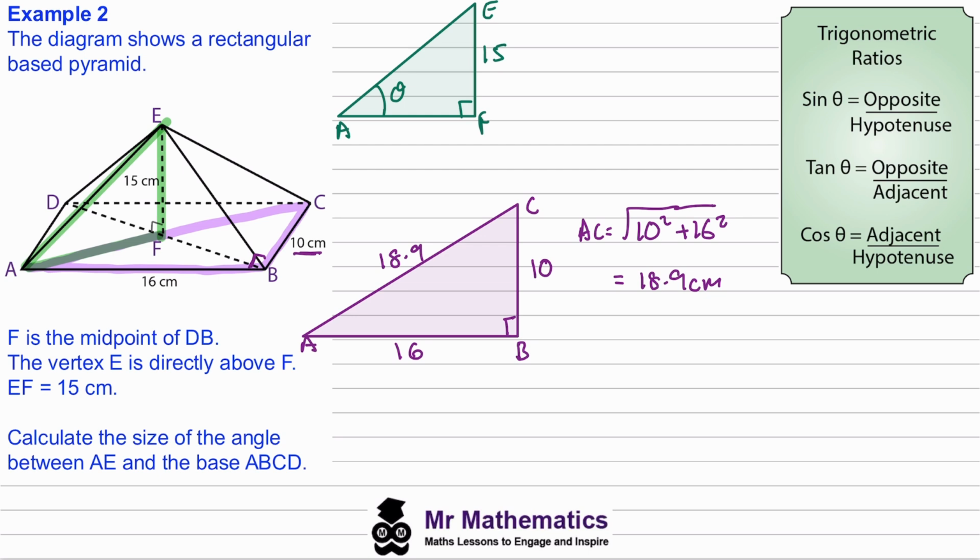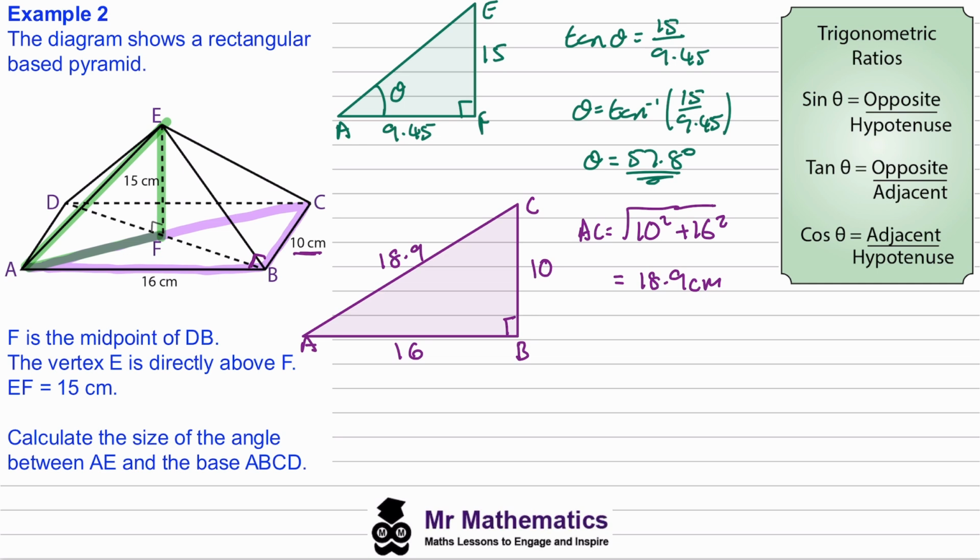So we can work out A to F as half of this. If we divide this by 2, we get A to F as 9.45. So now we can work out theta, because we've got the opposite and the adjacent, so we can use tan. This will be 15 divided by 9.45. So theta will be the arctan of that fraction, and when we work this out, we get theta as approximately 57.8 degrees. Okay?